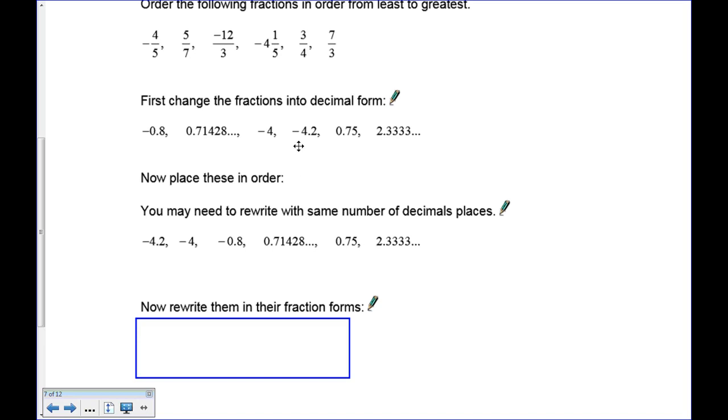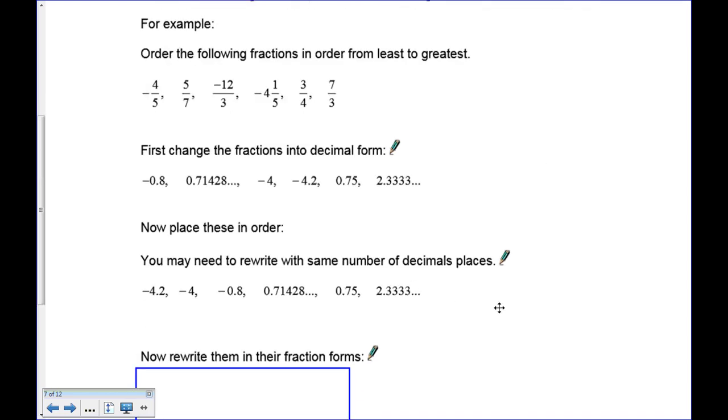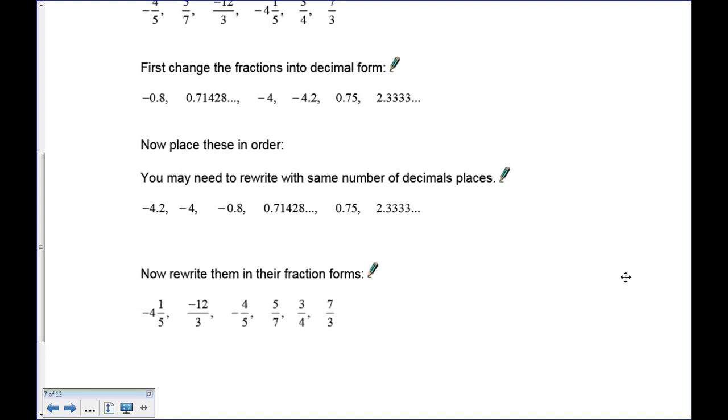So now the largest negative is negative 4.2, so that goes first. Then comes negative 4. The next one after that would be negative 0.8. And now we can switch to the positives. 71, 75, and 233. 71 is next, 75 is next, and 233 is last. Now, you have to write them back in their original forms. You were told to put these fractions in original form, not these decimals. So rewriting them in their original form, just match up the fractions and the decimals that you've created here.